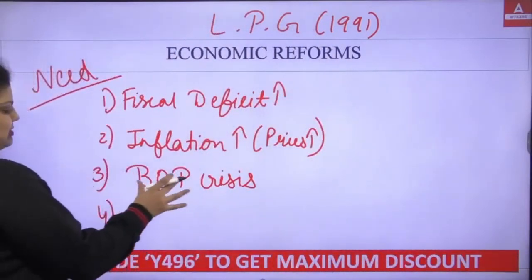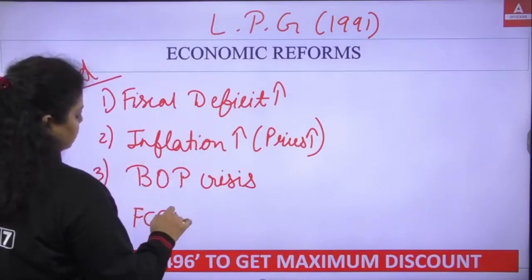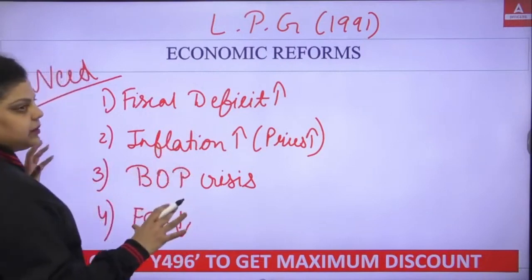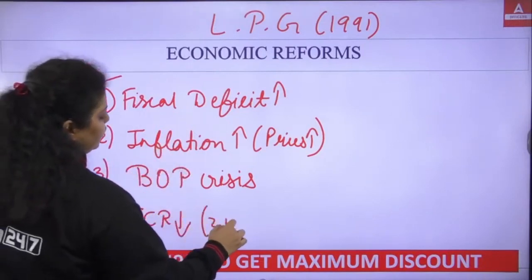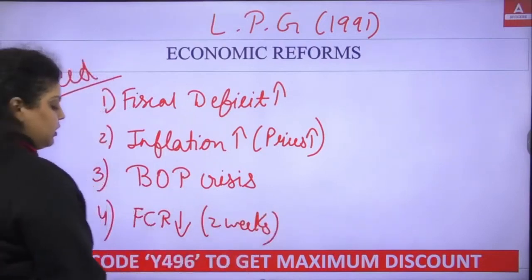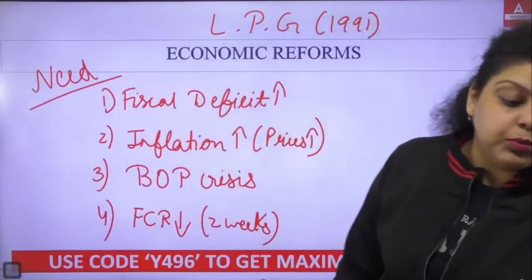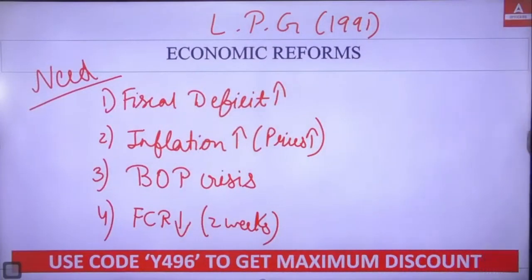Next, the fourth reason: the balance of payment crisis. We reached a situation where the foreign currency reserves were decreasing, and they were left for only 2 weeks. After 2 weeks, we would not be able to pay the import bills. At that time it was said that if you are not able to control the situation, after 2 weeks, India will not be able to pay its import bill.